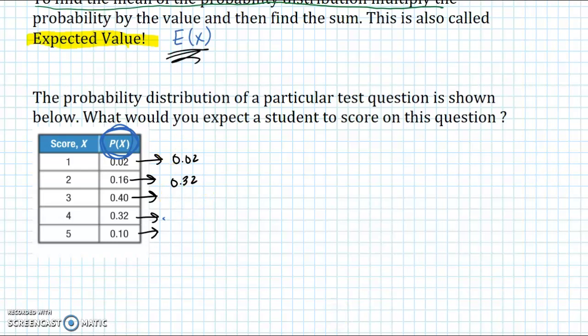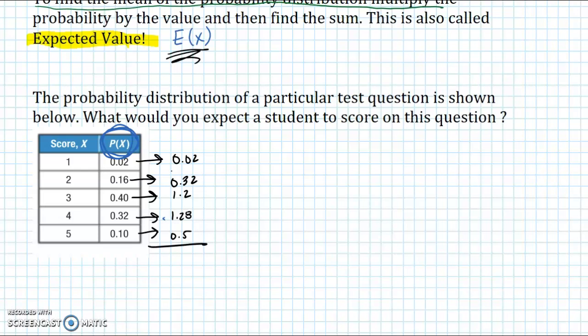I'm not doing a very good job of lining these up. And then we have 4 times 0.32, which is 1.28. And then 5 times 0.1, which would be 0.5. Then calculate those up. Add all those numbers up. This will give you your average or your mean of the probability distribution table.